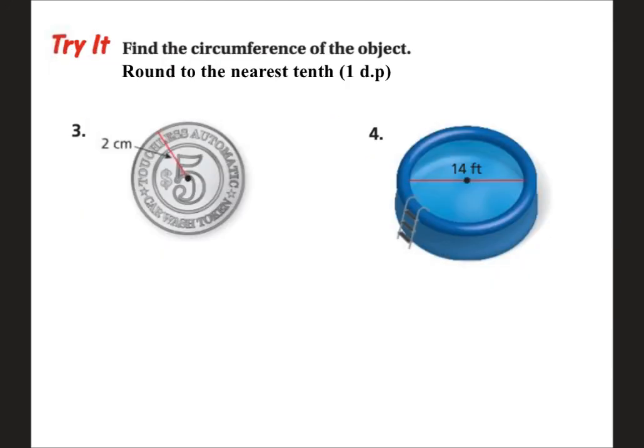So take a moment now to pause the video, and with a calculator, you can try to find the circumference of these two objects. For both of these, round your answers to the nearest tenth. Again, the nearest tenth means that we want to round this to the nearest one decimal place. Again, if you get stuck, go back and look at the last two examples, especially to help you figure out which formula you should use.